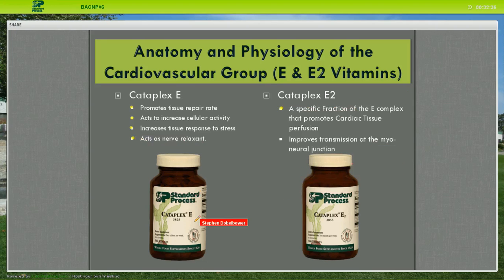So is there E2 in Cataplex E? Yes. Is there some vitamin E, Cataplex E and E2? Yes. This is just a little bit more potent with regards to that specific fraction. And the same can be said of B and G and the different C vitamins that are available through standard process as well, like Cataplex ACP or collagen C or any of the other C vitamins.